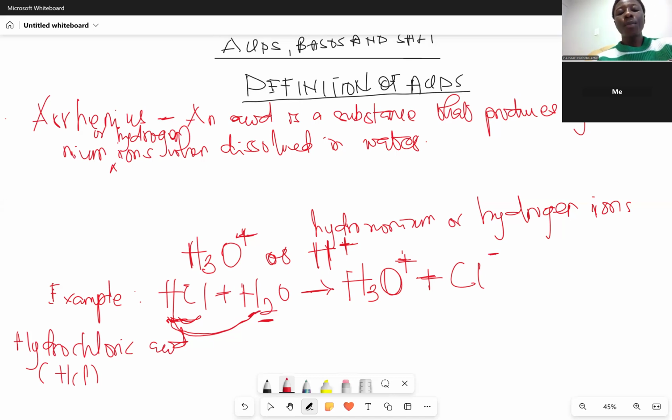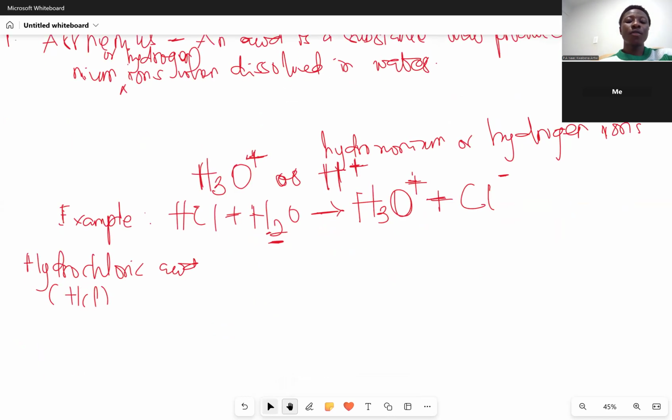Now, what is happening in this reaction? When you dissolve HCl in water, something is produced. What is produced? Hydronium has appeared, right? And I said any solution that produces H3O plus is what? An acid. So in the exam, the question you see is: define an Arrhenius acid with examples, with 2 examples. So I've given you 1 example, right?